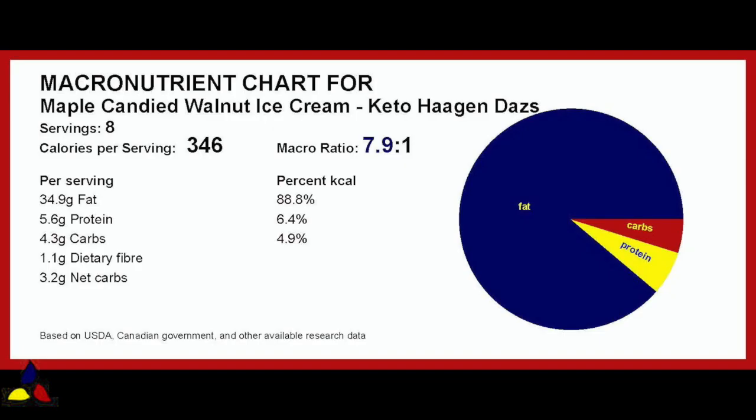The macronutrient ratio for the maple candied walnut ice cream is 7.9 to 1 with 4.3 grams of total carbs, 1.1 gram of dietary fiber, resulting in 3.2 grams of net carbs per serving.